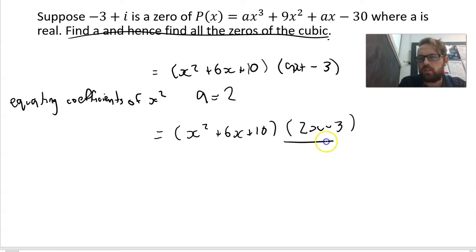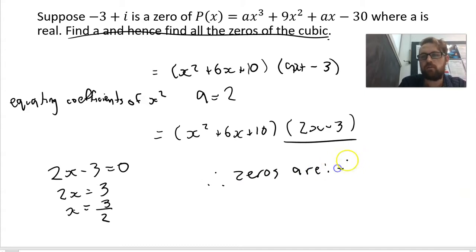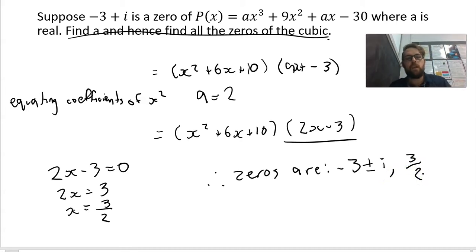So we don't know the zeros of this side, so if 2x minus 3 equals 0, we would get 2x equals 3, x equals 3 divided by 2. All right, so therefore, zeros are, we know it was negative 3 plus or minus i, and also 3 over 2. All right, so we've been able to find the zeros and answer the question. So, yep, good. Let's move on to the next one.